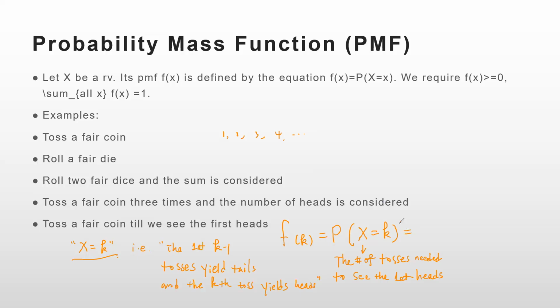Again, when we toss a coin, we assume independence. So the first k minus 1 tosses yield tails, half to the k minus 1. And then the last toss is heads, times half because it's a fair coin. So it's half to the k. If it's not a fair coin, then these numbers may be different. But you add these numbers up, you will always get 1. More general examples may be in the following slides.